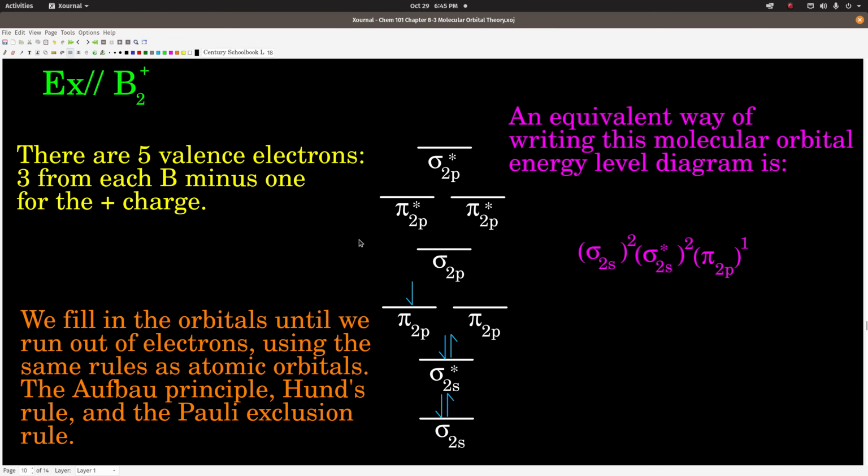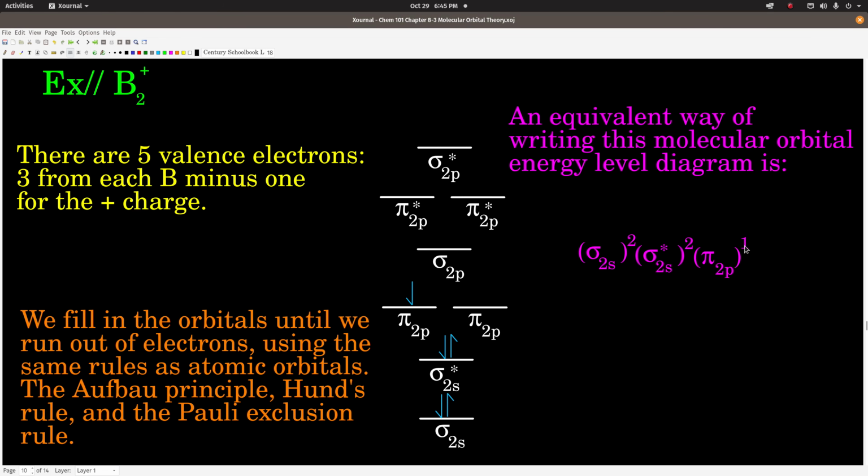Now, this is kind of awkward to typeset. So we have an alternate way of writing this exact same thing, and that's this right here. This is another way of writing this molecular orbital energy level diagram. Sigma 2s2, that represents this right here. Sigma star 2s2, that's this antibonding orbital.